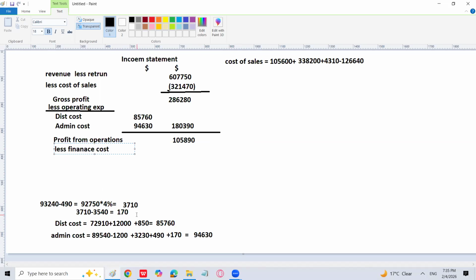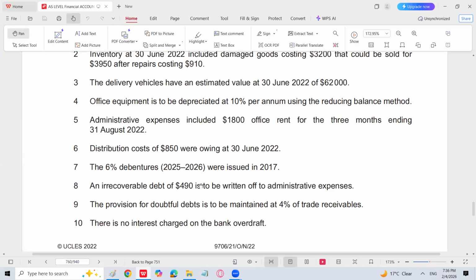Finance cost is going to be the interest cost, to get profit for the year. Remember this. We can also subtract tax, if it is given in the question that you have to subtract tax. Income tax is also an expense, but it is not given in the question. You will subtract finance cost to get the answer.